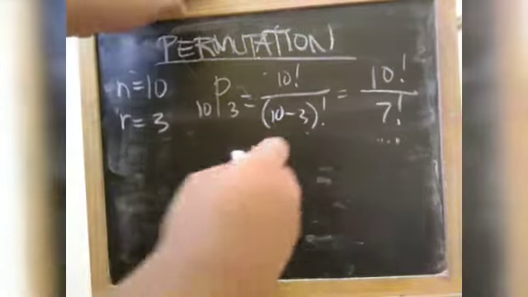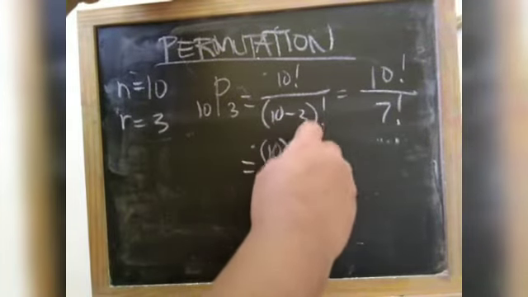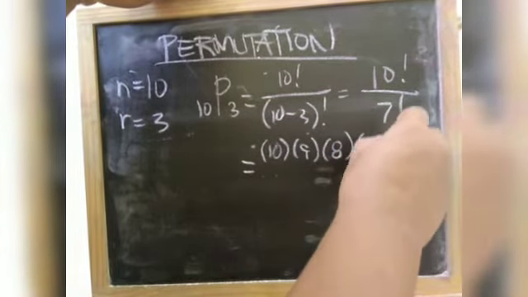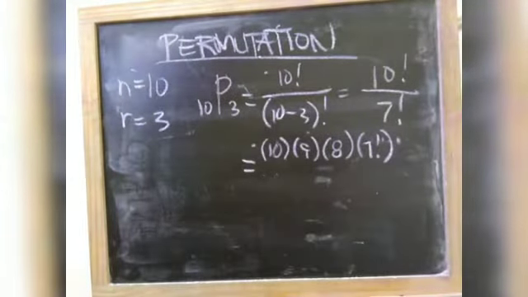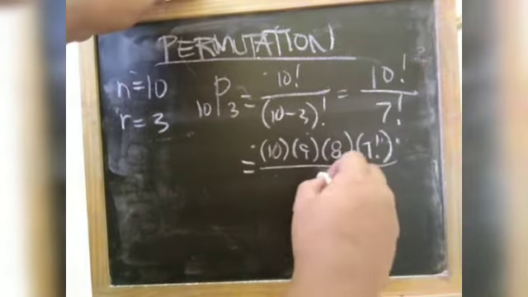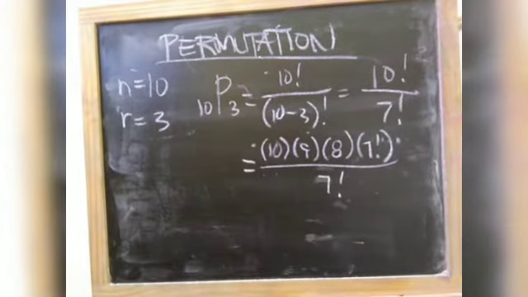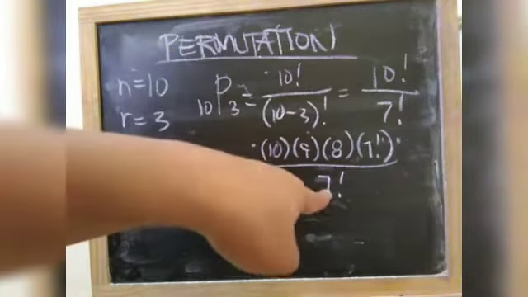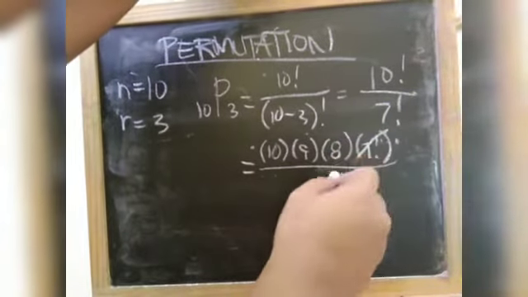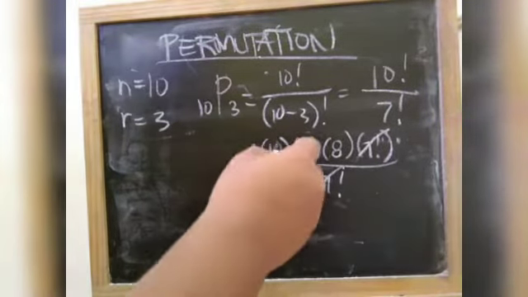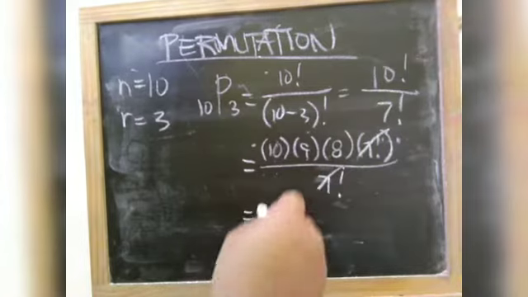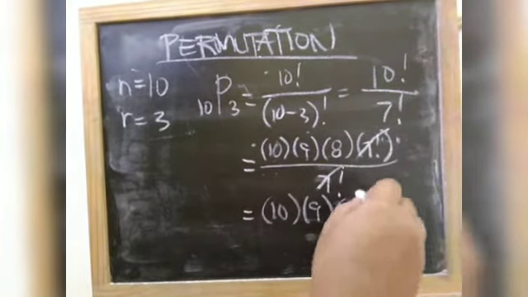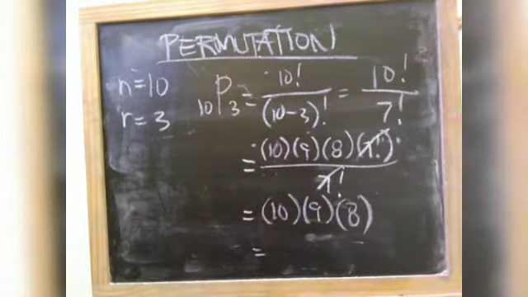10 factorial simply means 10 times 9 times 8 times 7 factorial ko na lang, kasi ibig sabihin pababa yan: 7, 6, 5, 4, 3, 2, 1, all over 7 factorial. Hindi ko na hinabaan. Ito naman, 7, 6. So, ibig sabihin, makakancel to, makakancel din to. So, ang natira, 10 times 9 times 8. Yan na lang ang kukumputin natin.